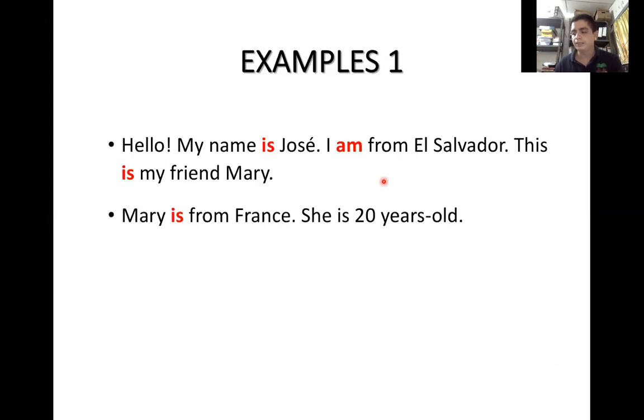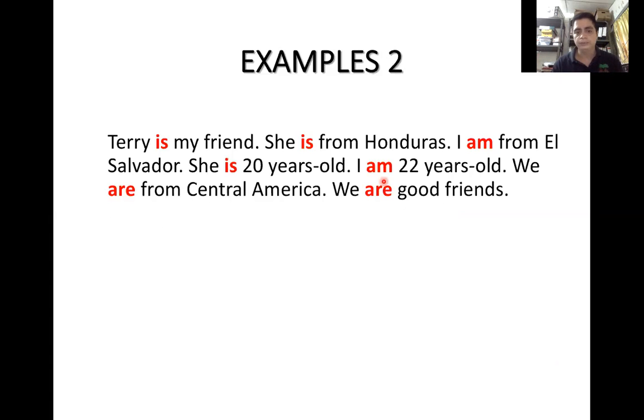I will give you the example number 2. I forgot to tell you that this is from my presentation. So let's move on. Terry is my friend. She's from Honduras. I'm from El Salvador. She's 20 years old. I am 20 years old. We are from Central America.